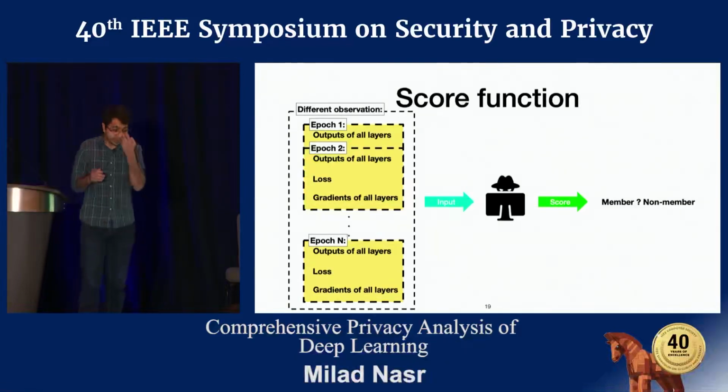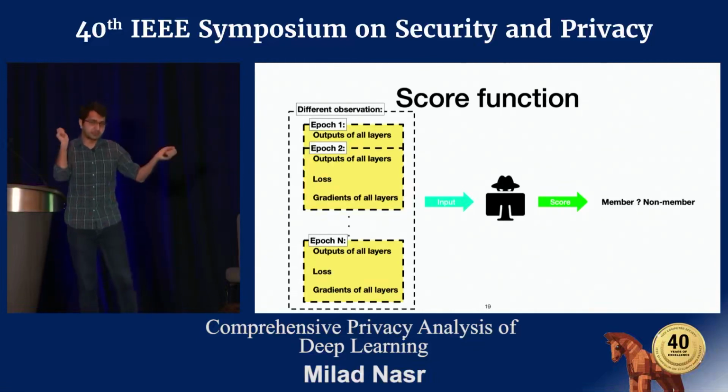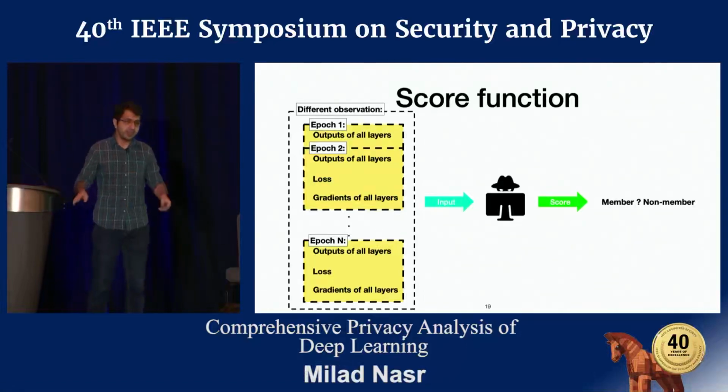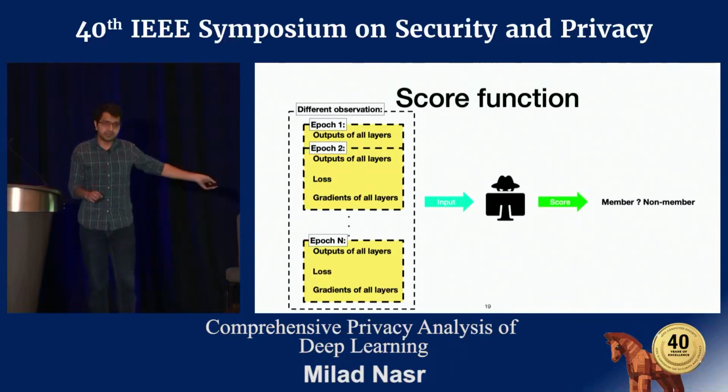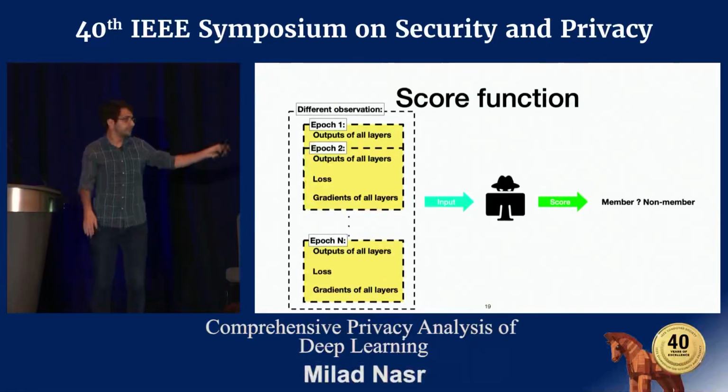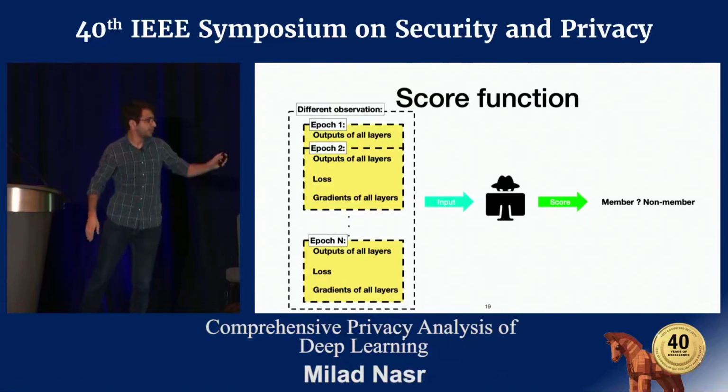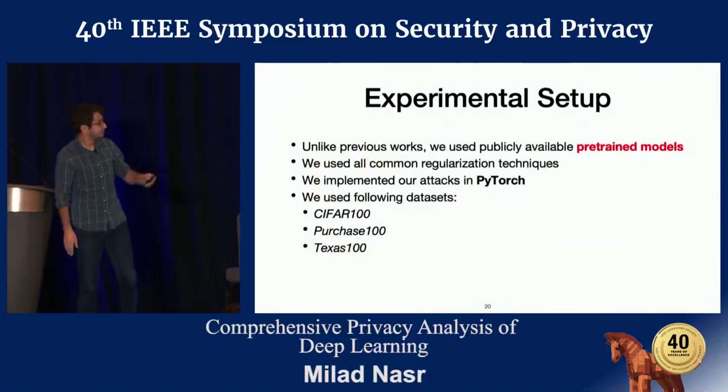So the main goal here is that the attacker gives this observation as an input. An attacker wants a score function to differentiate between the member and non-member. Similar to other attacks, we use a deep learning model to design this score function. We have a beautiful deep learning model, but I'm not going to explain it.